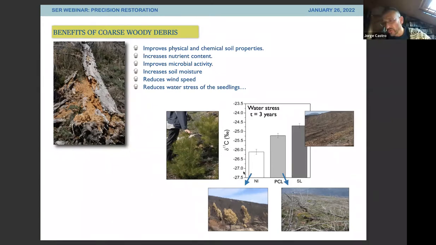And well, there is more to say about that. The saplings, because they are this height, grew better, they accumulate more nutrients, they reproduce faster, etc. So in summary, burnt wood is a natural element, is a biological legacy that we should consider for restoration.